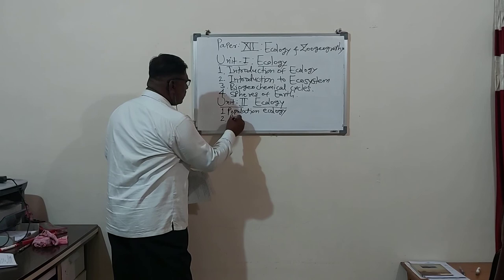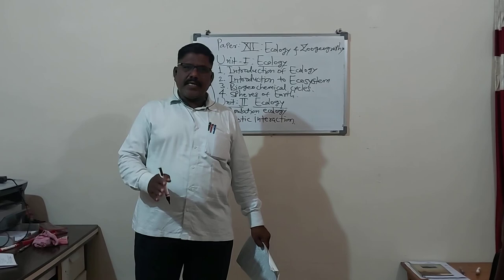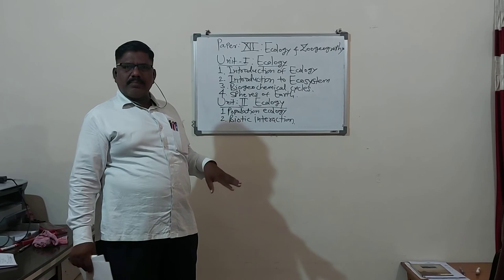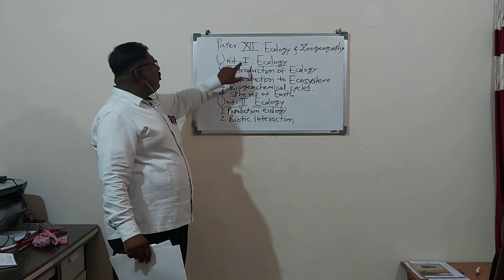In biotic interaction, five types of biotic interaction are given. We have finished this chapter also: commensalism, mutualism, competition, predation, and then parasitism. Predation and parasitism we completed today. So in unit second there are only two chapters, and till today we have completed two units, unit first and unit second.